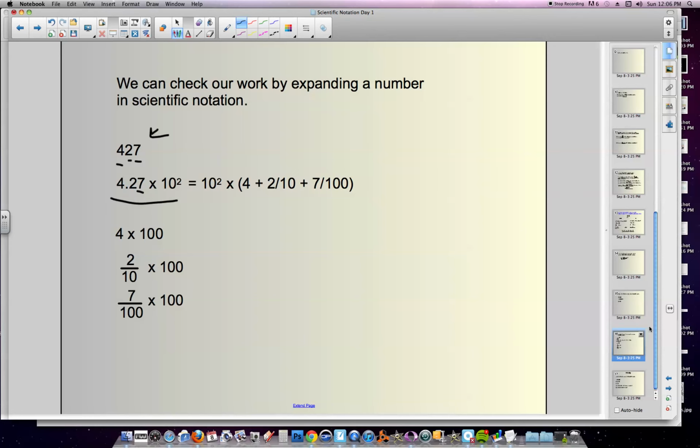There's going to be more videos on scientific notation. I really encourage you to go to Khan Academy. This is just an introduction. You know, scientific notation is a huge concept. It's okay if this is still a little sticky. We're going to keep working on it.